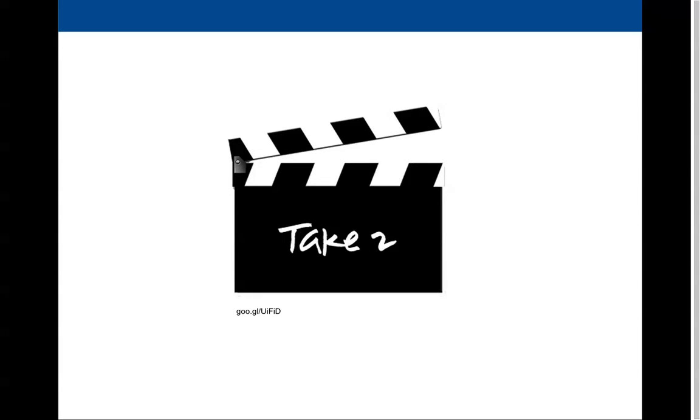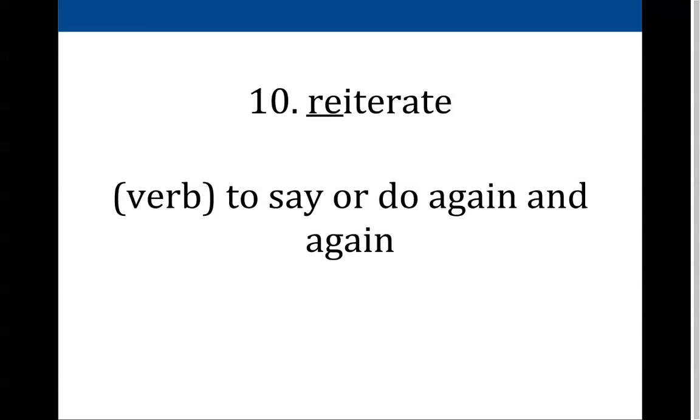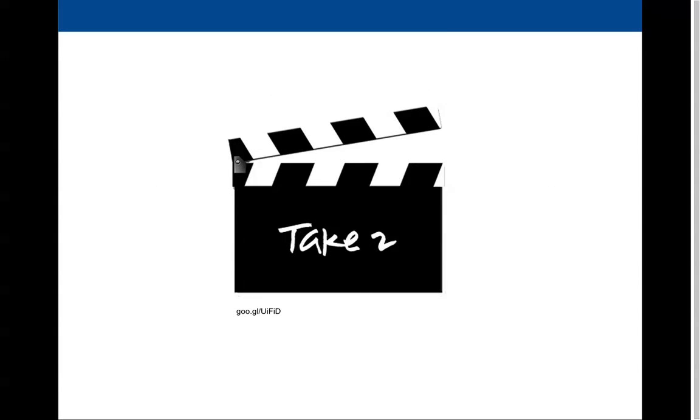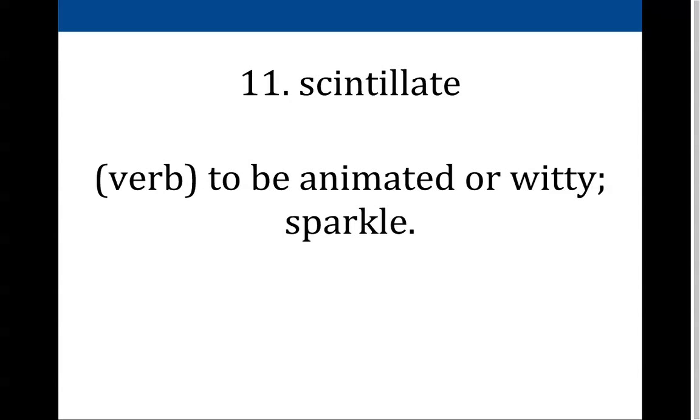And so I just have this little sign of take 2. So when actors are going through a scene, a lot of times they'll flub a line or the director will want to change something and they will have to do the scene again. They'll have to repeat their lines. So just a way to remember the word reiterate, to say again. Often in the classroom, I have to say things many times because people are not listening the first time.